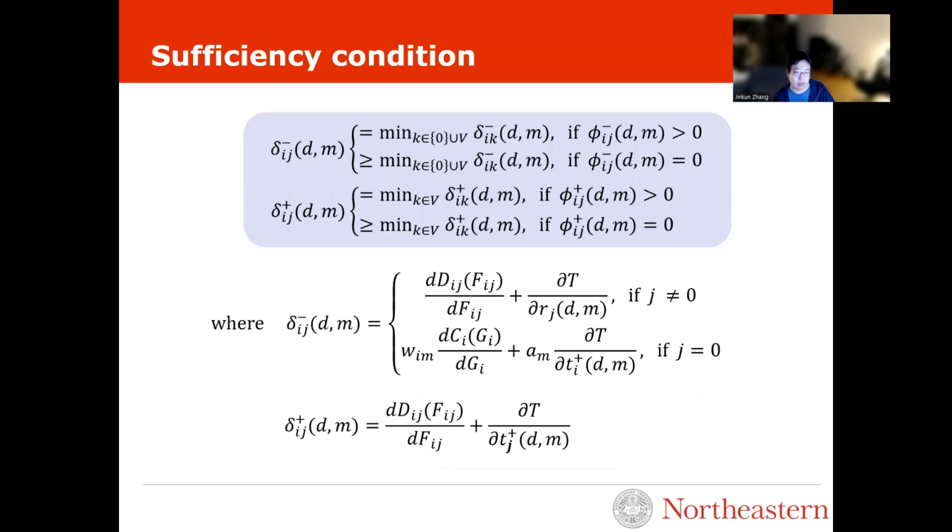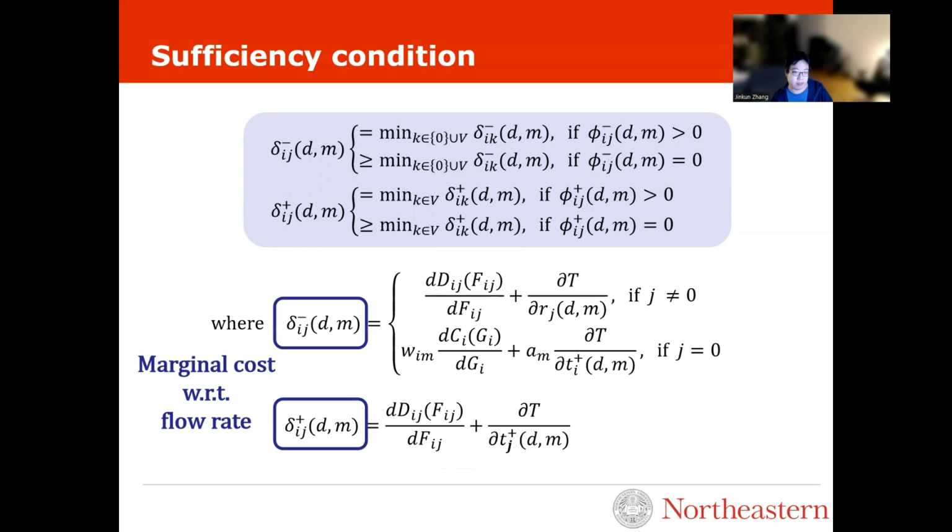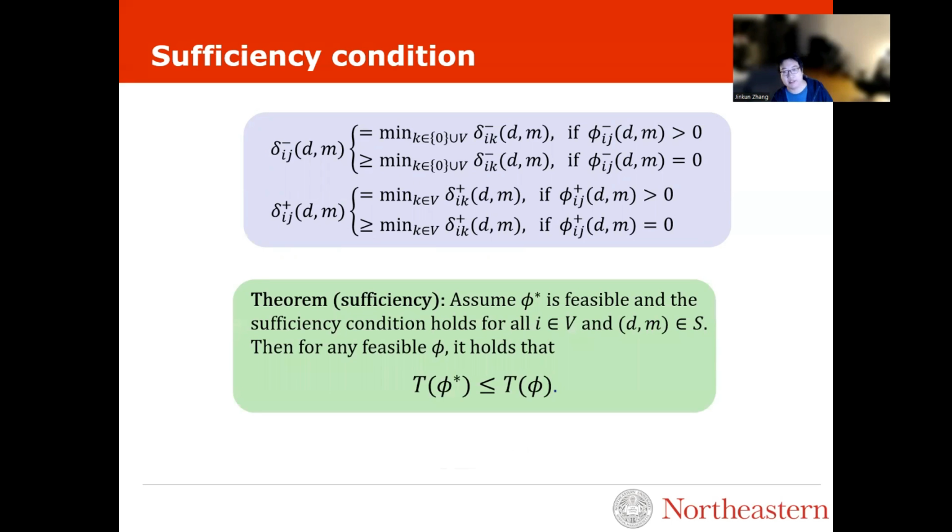However, this non-sufficiency can be overcome if we apply a slight modification, which leads to this sufficiency condition. Now basically the partial derivative is replaced by this delta ij. We don't have time to go into the detail, but the practical meaning of this delta ij is simply the marginal cost if we increase unit flow on ij. And this modified condition is now sufficient for the global optimality, and this is our primary theoretical conclusion.